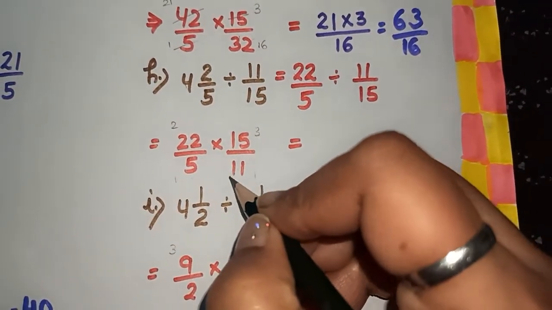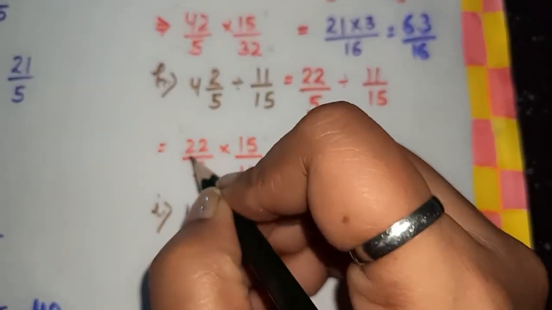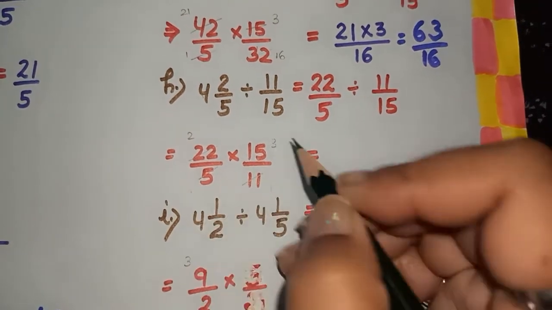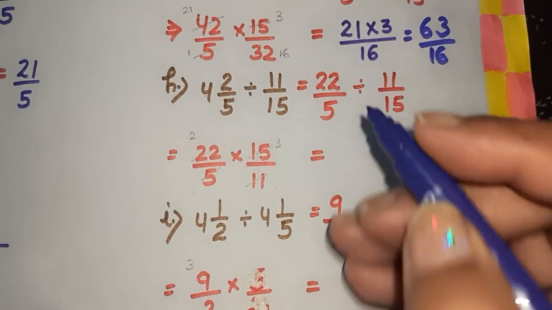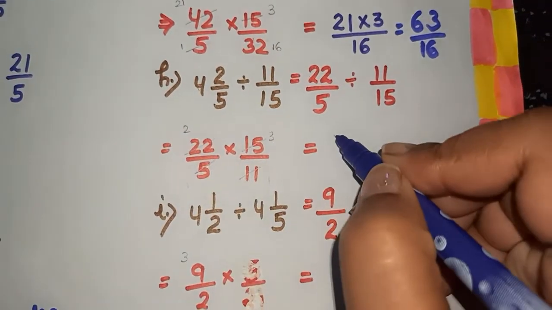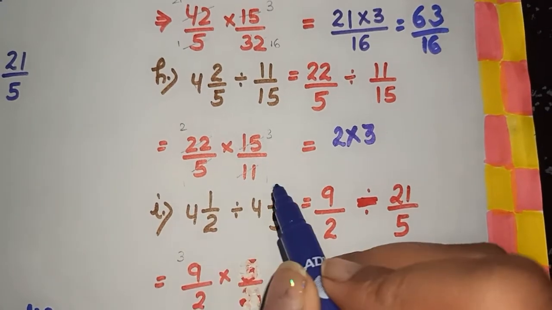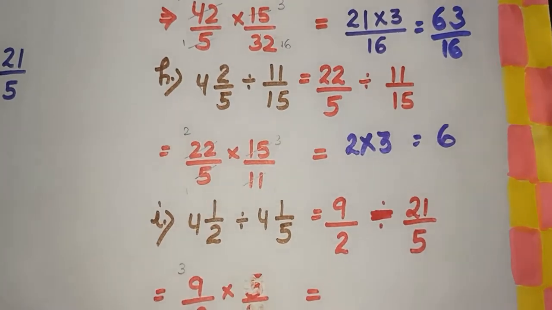Okay, now we can divide. 11 ones are 11, 11 twos are 22. Done. Now 5 ones are 5, 5 threes are 15. Now see, 2 and 3 are left in the numerator and in the denominator we have only 1, so we will leave it as it is. So 2 threes are 6. Done.